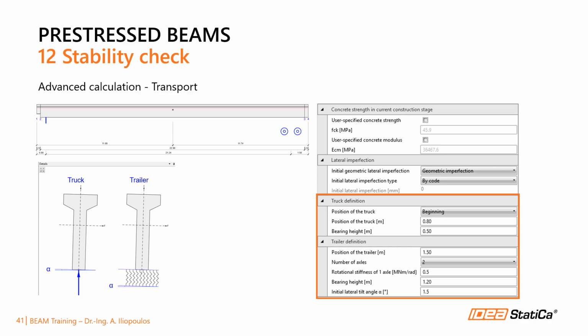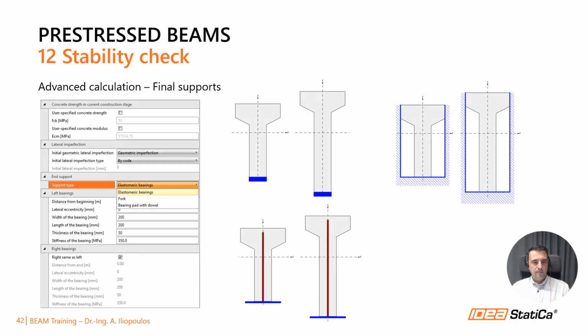And the last input is the initial lateral tilt angle alpha. This expresses the road tilt. The standard roadway tilt is approximately 1.5 degrees, with the possibility of up to 5 in curves on standard roads. As for the final supports, we have 3 options. It can be elastomeric bearings, fork, or a bearing pad with a dowel.